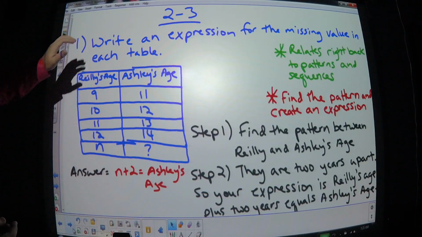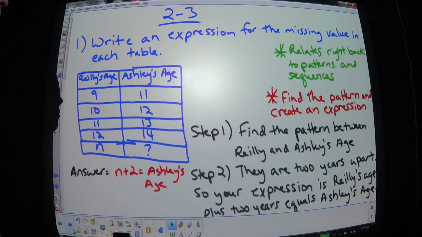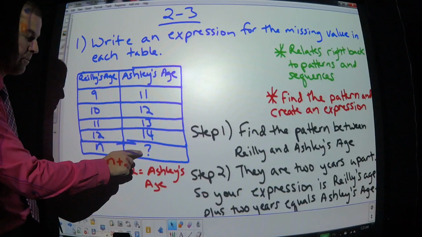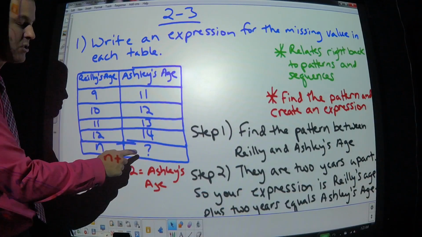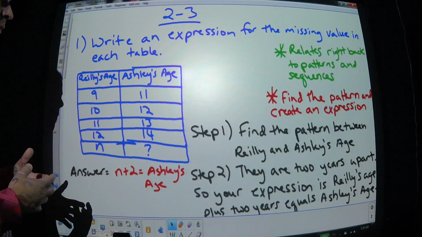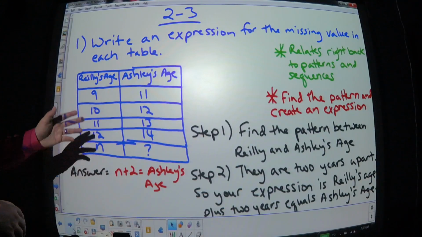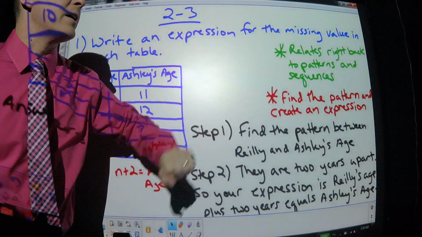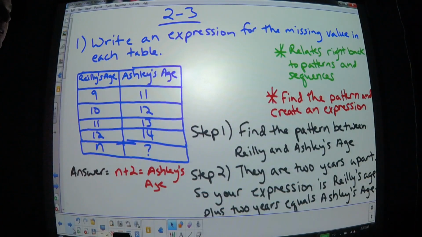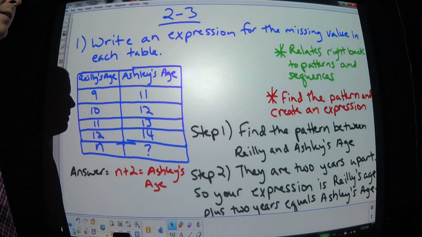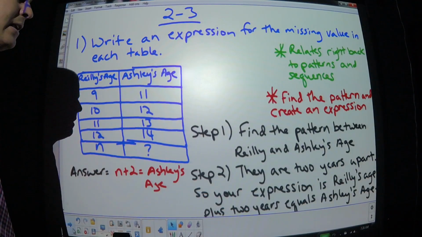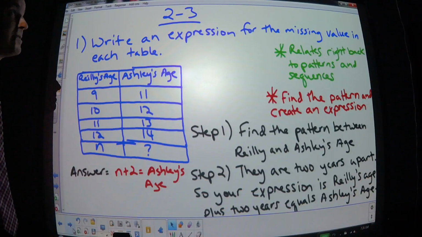Okay? So this is write an expression for the missing value in each table. So notice that in the bottom of this table you've got a question mark, so you're trying to find out what that information is. And so notice my star relates right back to patterns and sequences. And so you're finding the pattern and creating an expression. That's the whole point to this section.